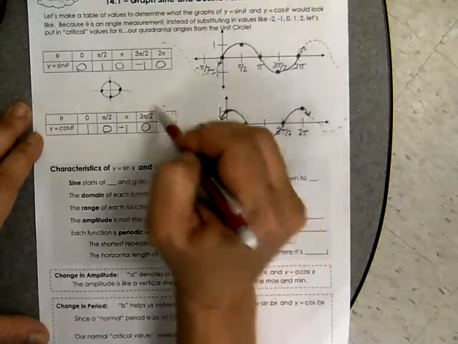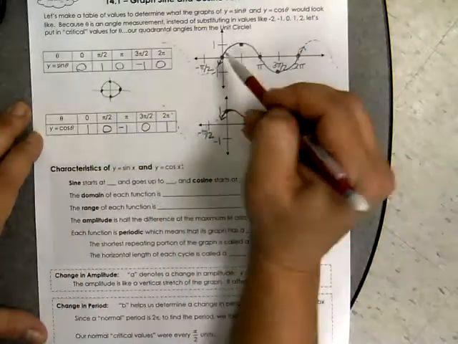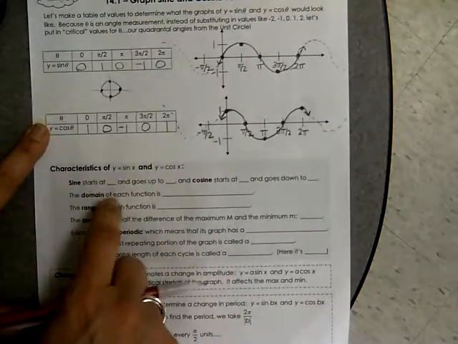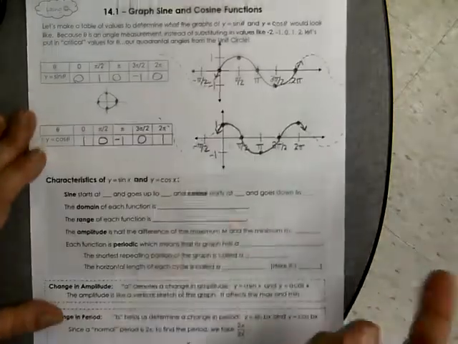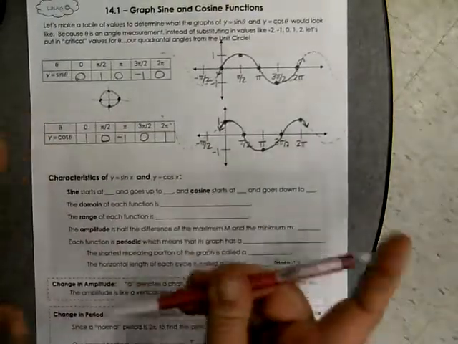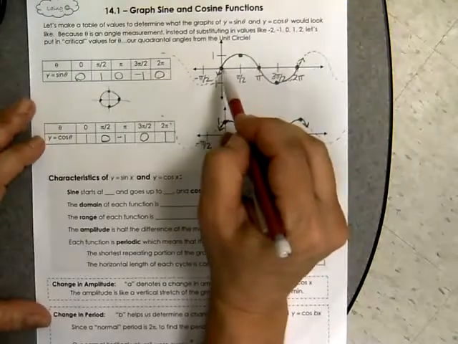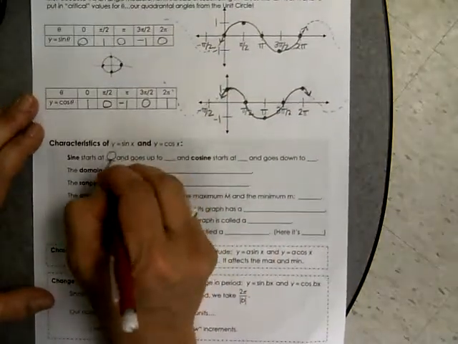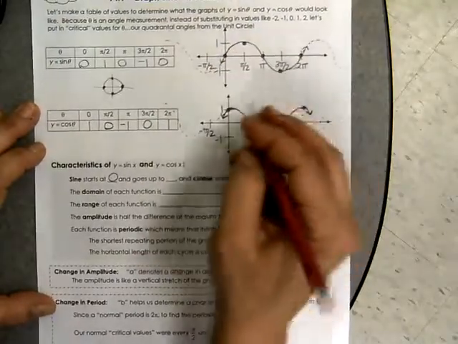Again, the cosine is also a wave. The thing is that they differentiate a little bit. So let's look at those characteristics to differentiate them. The characteristics of y equals sine of x and y equals cosine of x: notice that sine starts at 0 and goes up to 1.